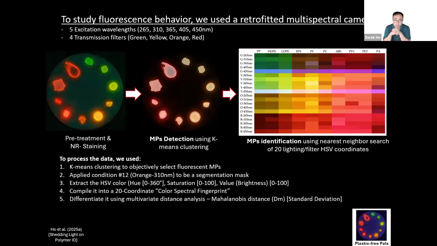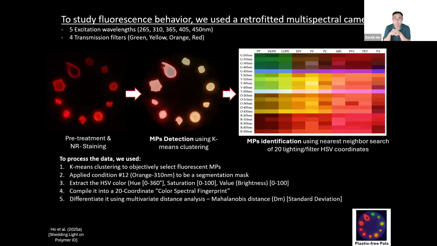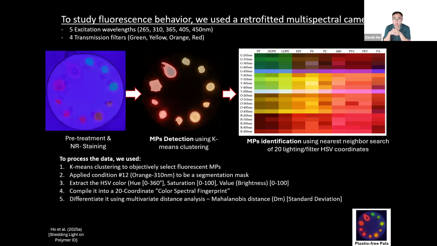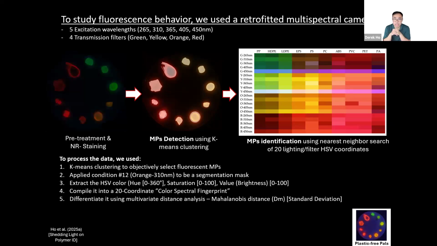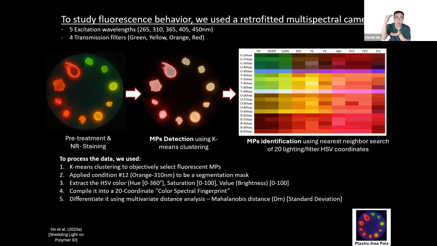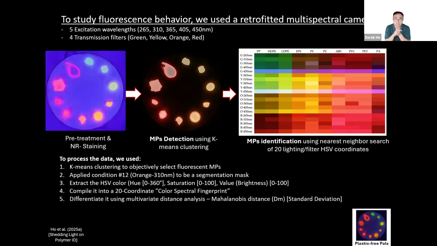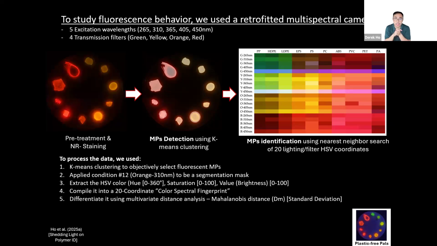So after imaging all these 20 different excitation filter conditions, we can use k-means clustering to objectively select the fluorescent particles. Here we used one of the conditions, the mask 12, which is orange with 310 nanometers as a segmentation mask. This allows us to create an outline, which we then use to project across all the 20 different excitation filter conditions, and then we can collect the color data.